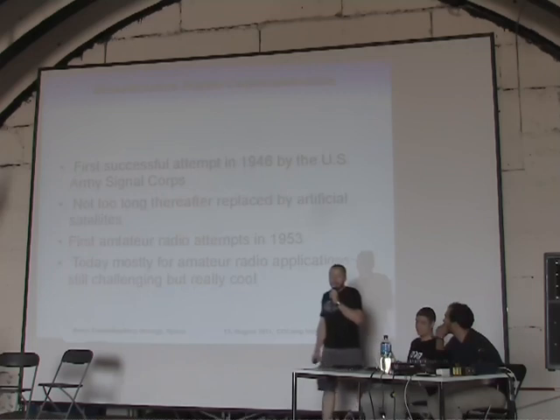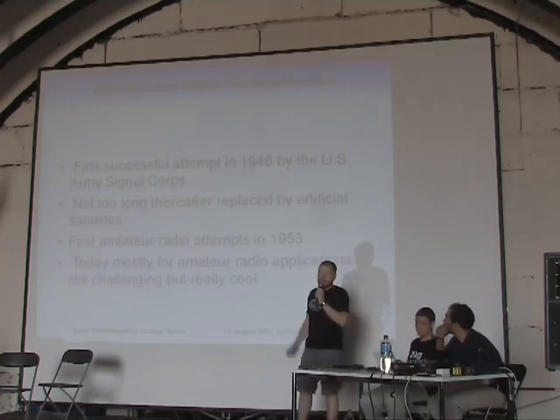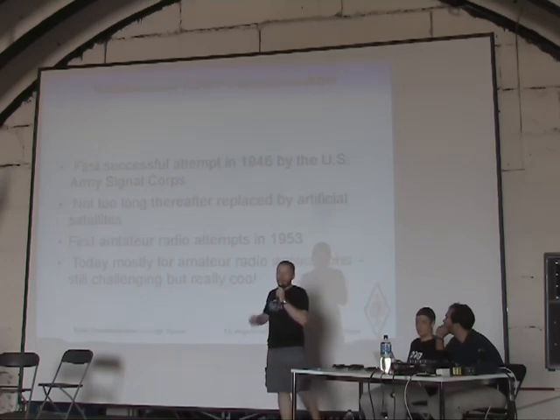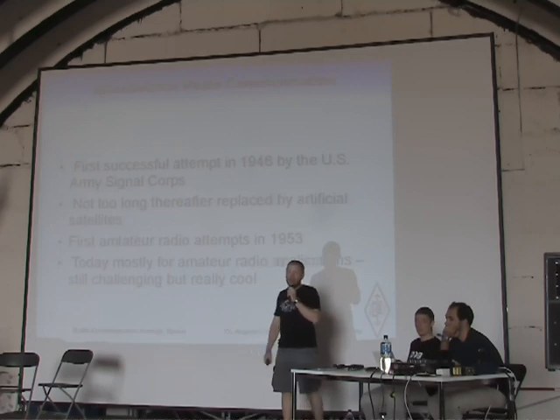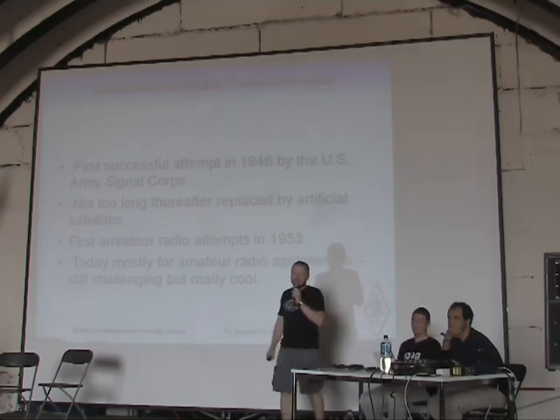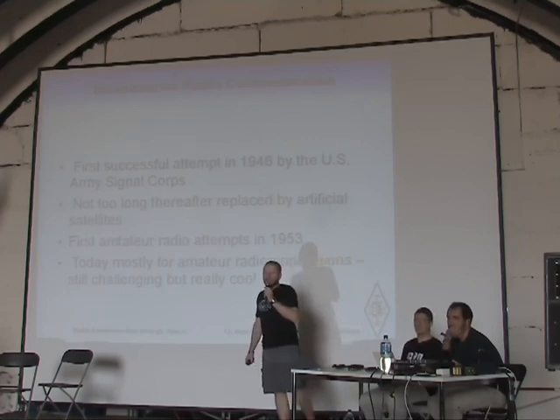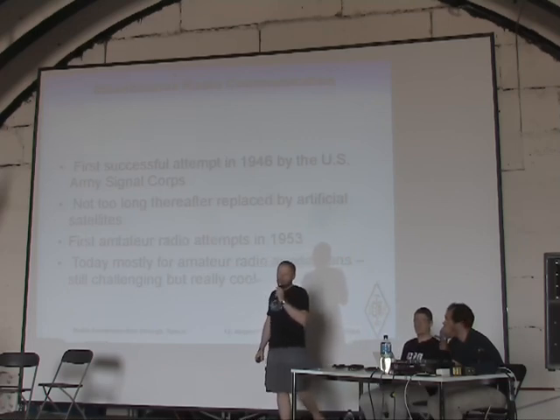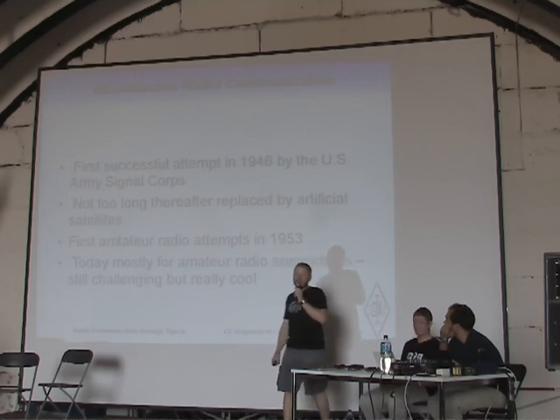Moonbounce is, of course, very simple. There is a very simple explanation for moonbounce. You have a radio signal, you transmit it towards the moon, you get a reflection back from the moon, which is just there hanging in the sky, and you try to receive that signal again, or maybe another station on the Earth. The first attempts to do this were done in the mid-1940s by the US Army Signal Corps.